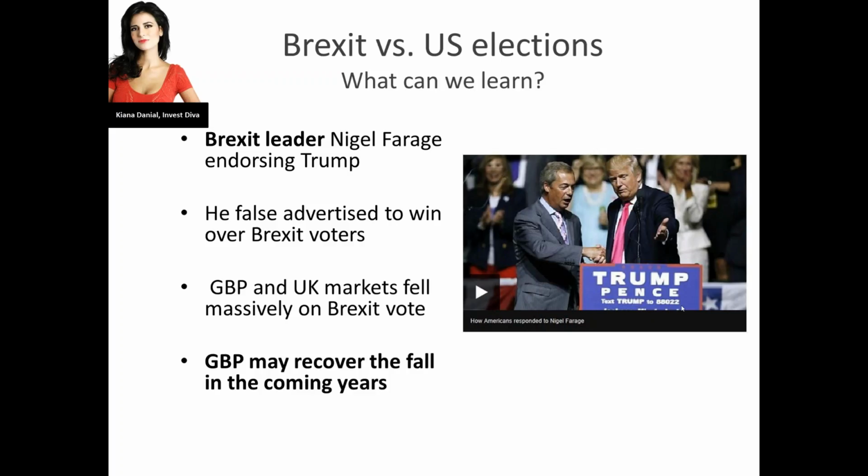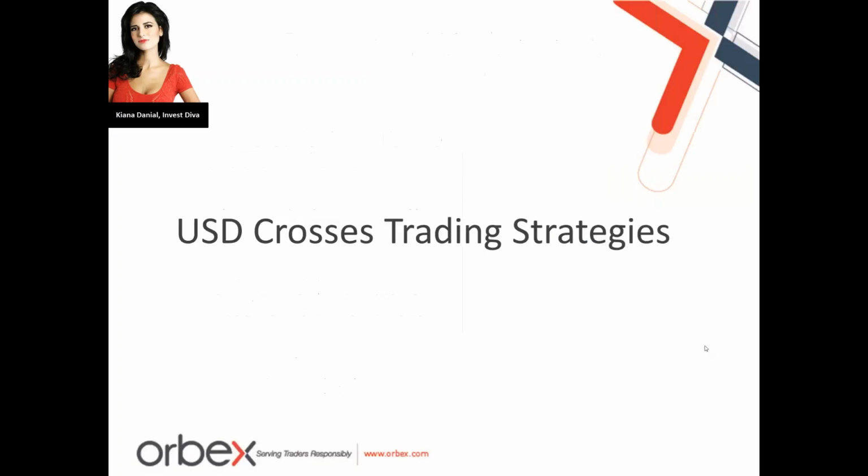The fact that Farage is endorsing Donald Trump shows that obviously they have this character in common. They're anti-globalization, and, as a lot of people on social media put it, they're both con artists because they both lie a lot. So with that, what can we expect from the US dollar in these two different scenarios?